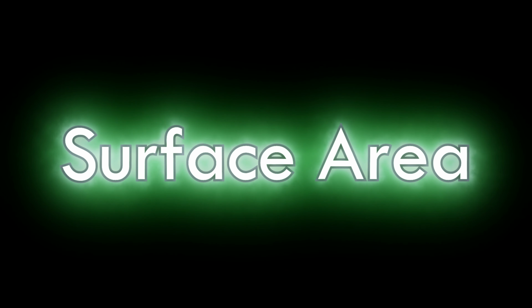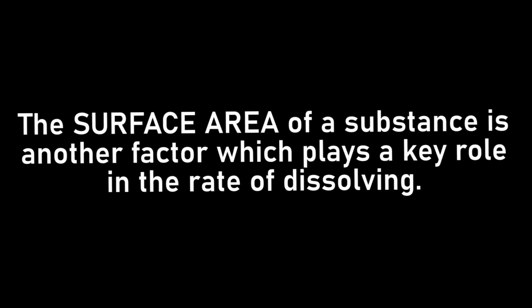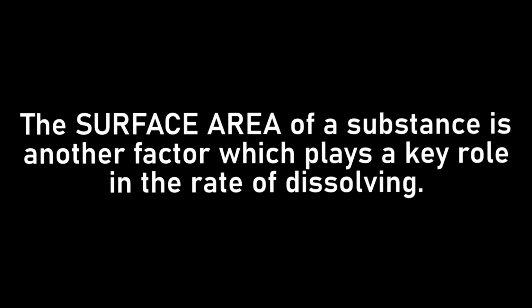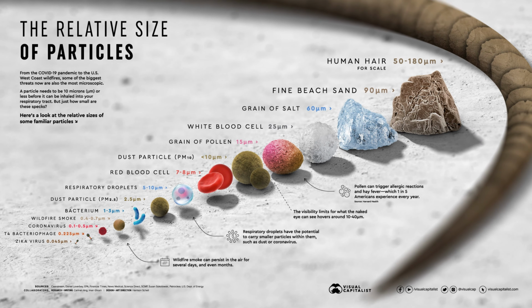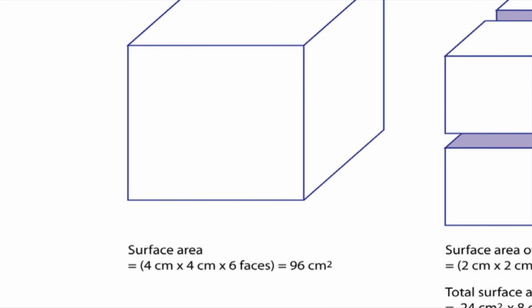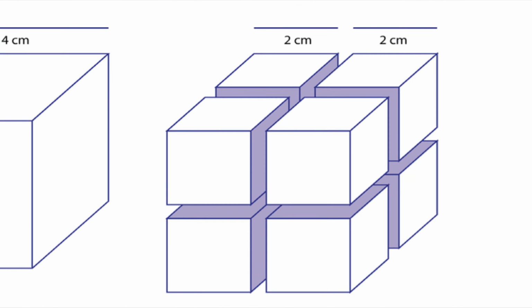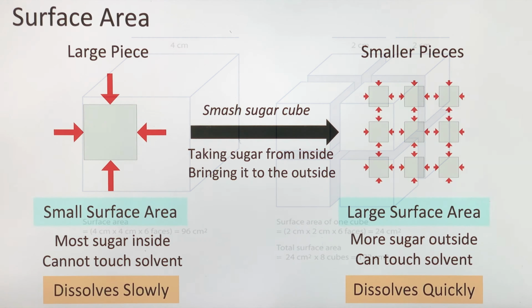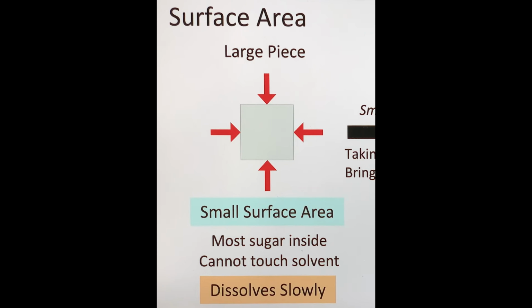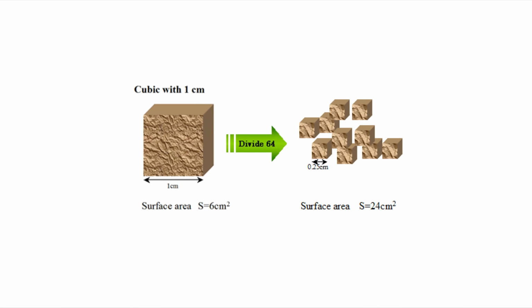Surface area. The surface area of a substance is another factor which plays a key role in the rate of dissolving. The rate at which a solute dissolves is based on the size of the separate solute particles. The given mass of a solid solute has a greater surface area when the individual grains or crystals of the solute are smaller. A given amount of solute dissolves faster when ground into smaller particles as its surface area increases.